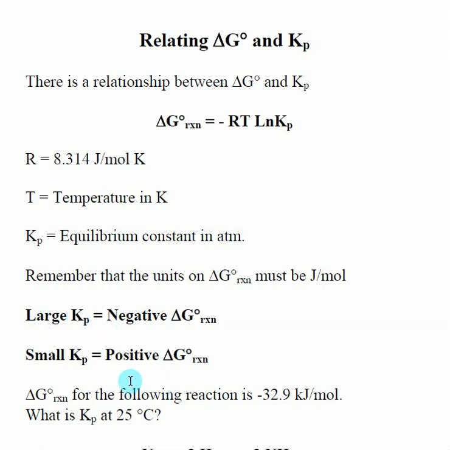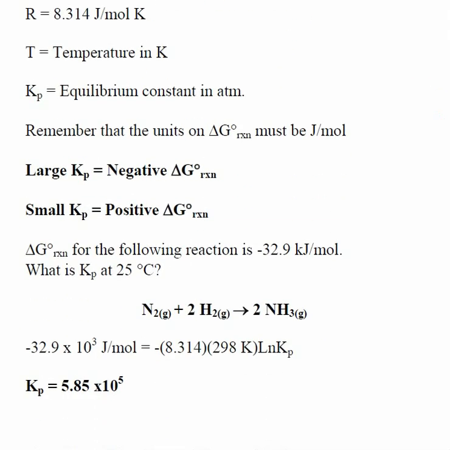The exact opposite is true. If I have a positive delta G, a non-spontaneous process, it means the reaction's not going to go forward very far, so we tend to get a small Kp. That means that the reactants are favored over the products. A positive delta G means the reaction's not going to move forward very much. The products are very small compared to the reactants.